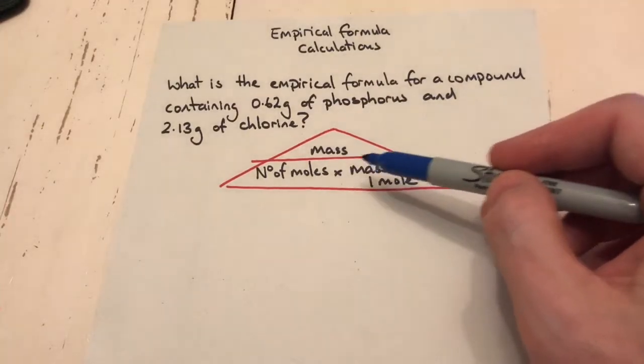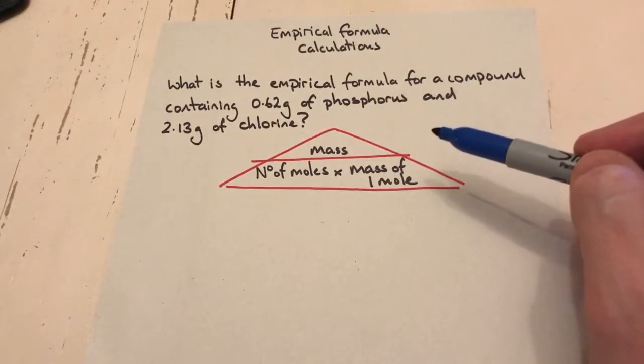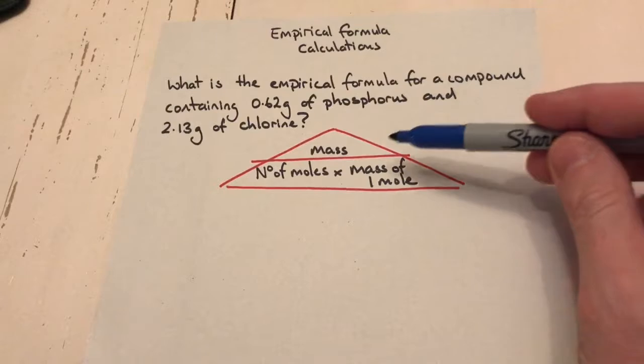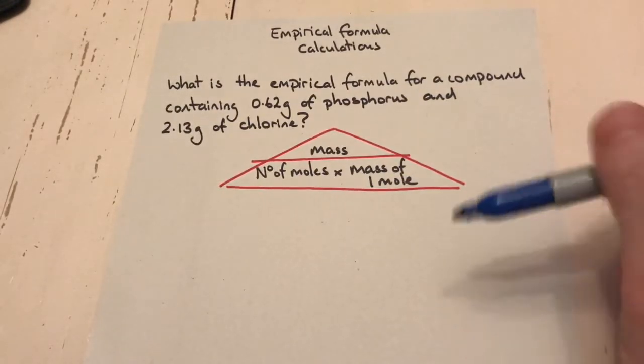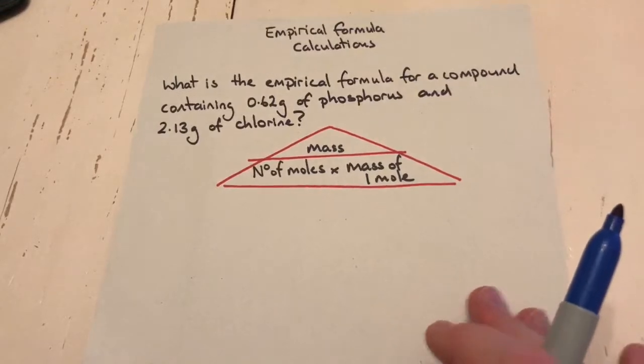To do this we're going to use a triangle. This hopefully is a triangle you've got in your memory. So the number of moles is the mass divided by the mass per mole. And this is going to help us to structure our initial working out for this question.